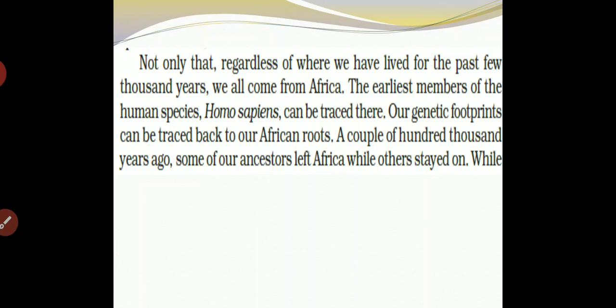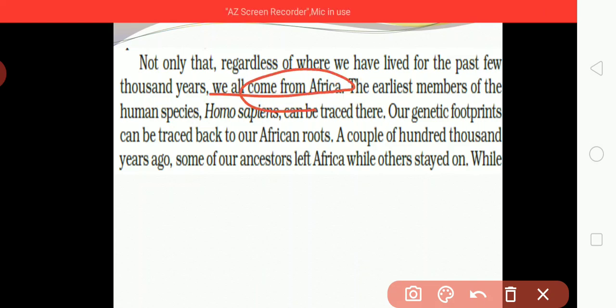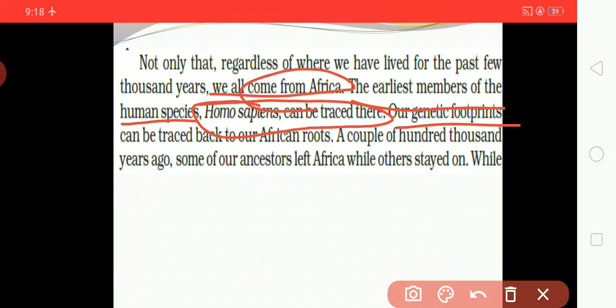We all came from Africa. The earliest member of the human species, Homo sapiens, can be traced there. It is most important to note this. Our genetic footprint can be traced back to our African roots, a couple of 100,000 years ago. Some of our ancestors left Africa while others stayed on.